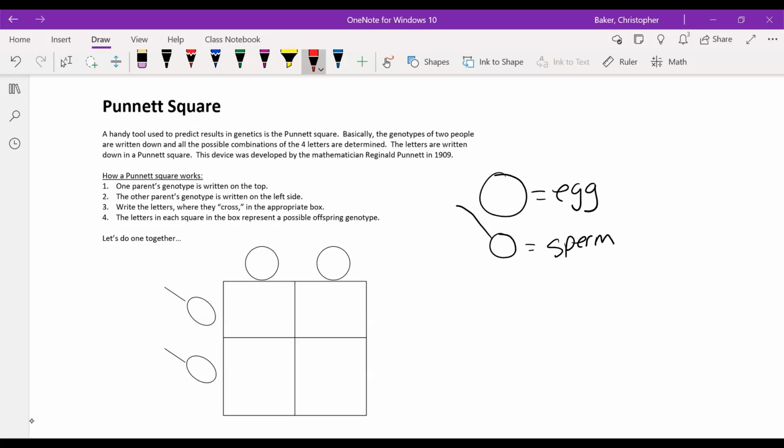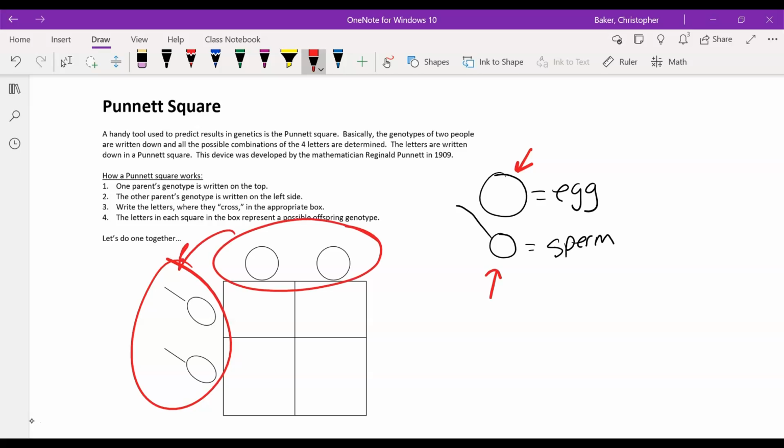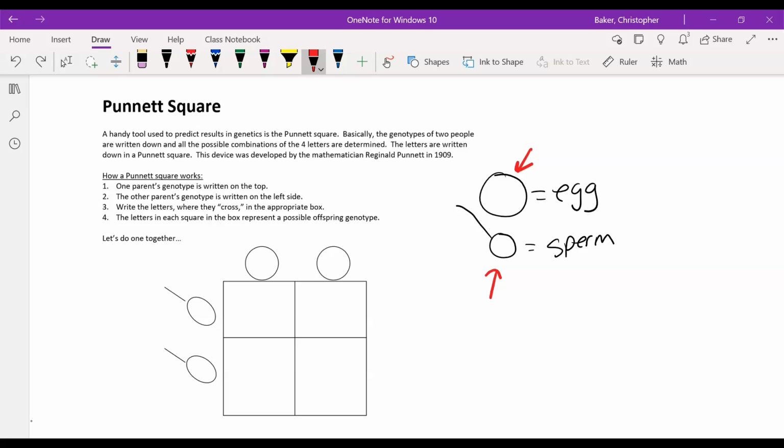To set up a Punnett Square, first of all, the circle is the egg, the circle is the sperm. It makes no difference whether the sperm are on this side and the eggs are here, or we swap them back and forth. Makes no difference whatsoever. It's up to you to pick it up.